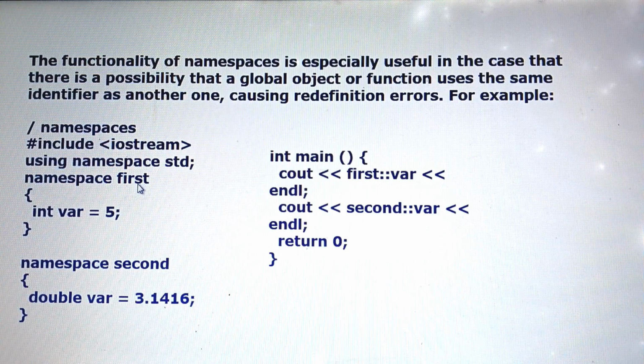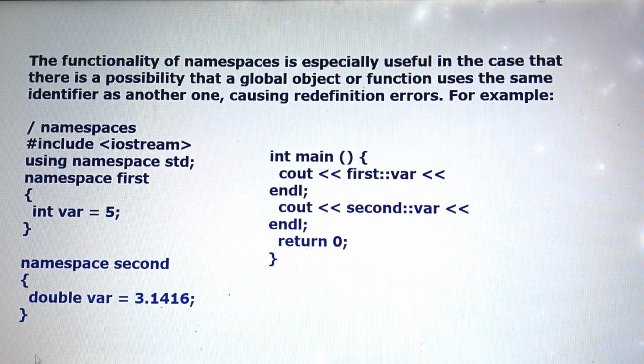First namespace is known by first, second is known by second. This is the name of the namespace, and this is the second name of the namespace. Then declare the variable and initialize the value 5. Here the declared variable is double type, and initialize the value.